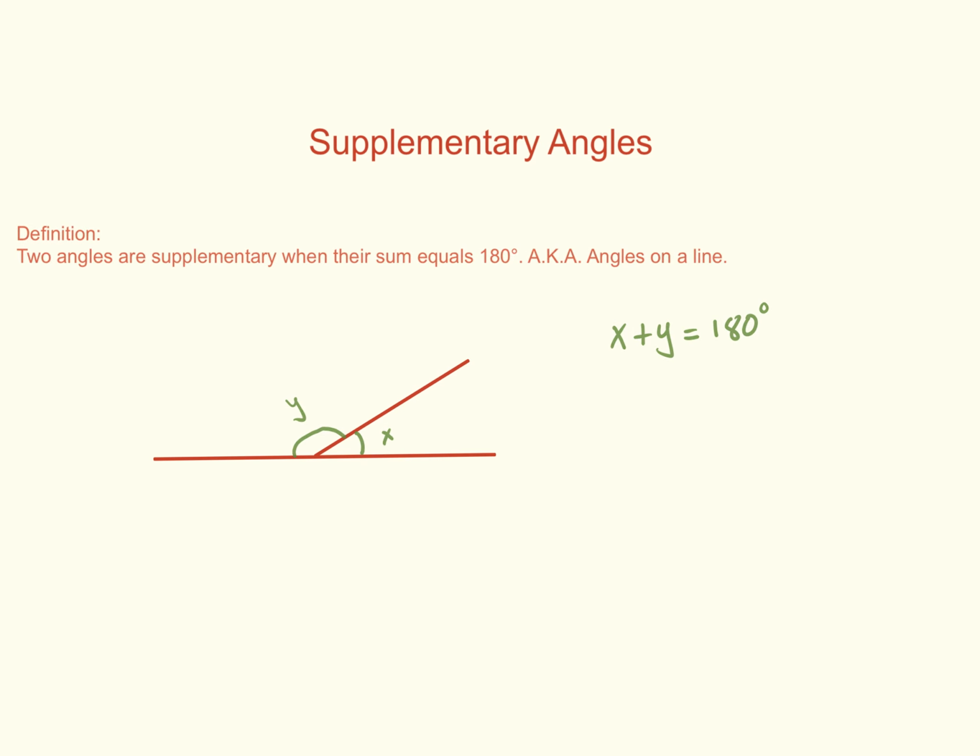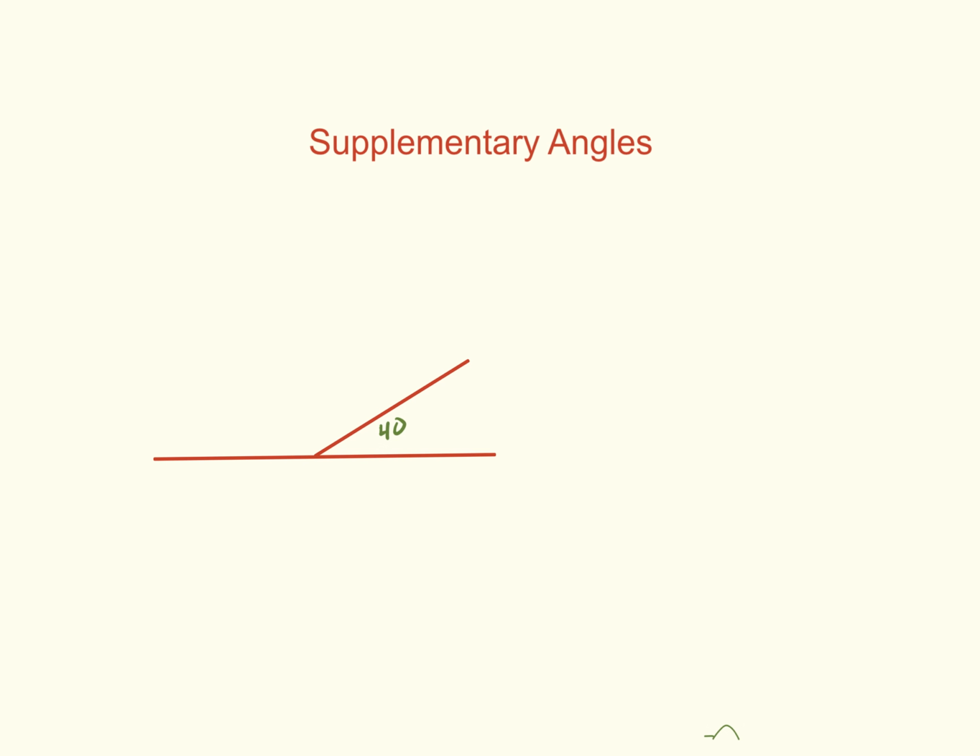Let's see an example. Let's say that the small angle equals 40 degrees. Since they are two angles on a line, that means that the large one is going to be equal to 140 degrees, because 140 plus 40 gives you 180. And that is the definition of a supplementary angle. When you add two angles and they give you 180 degrees.